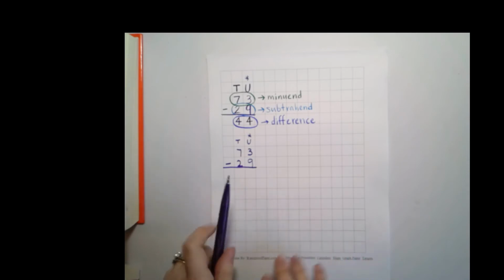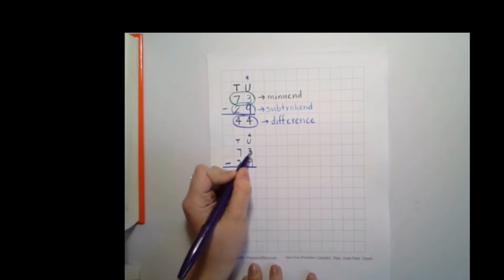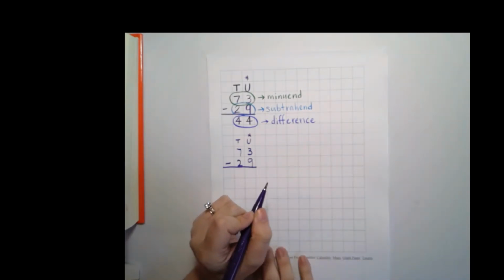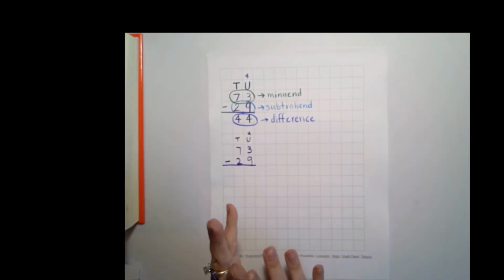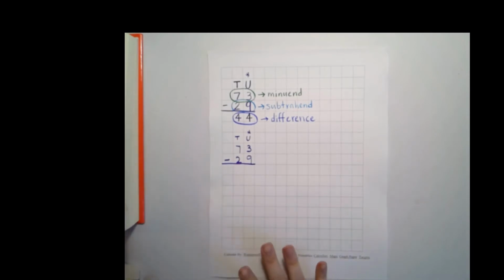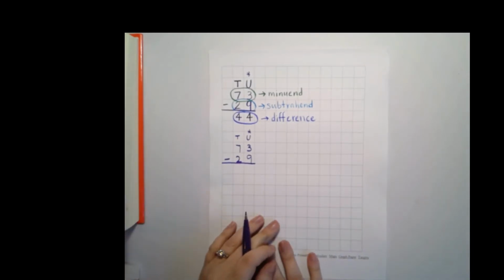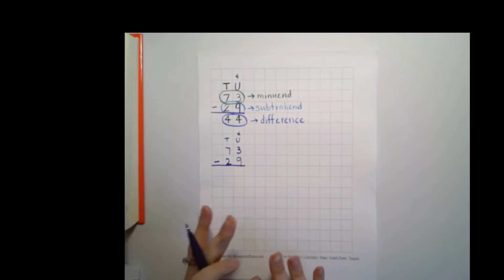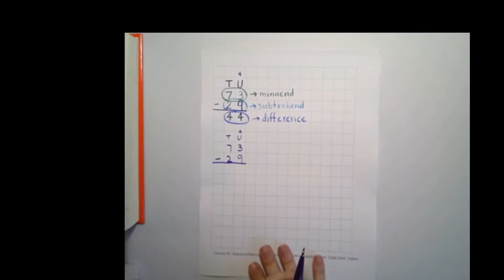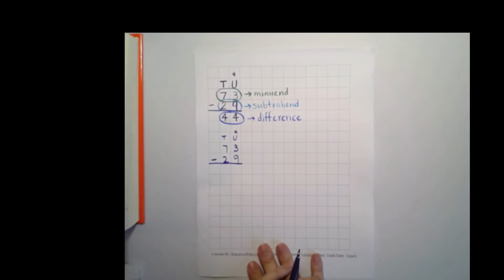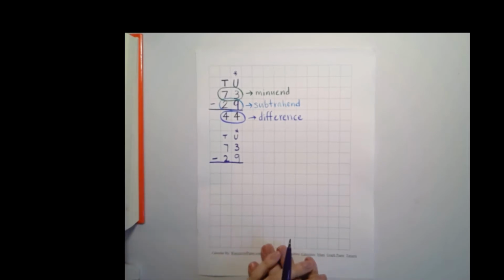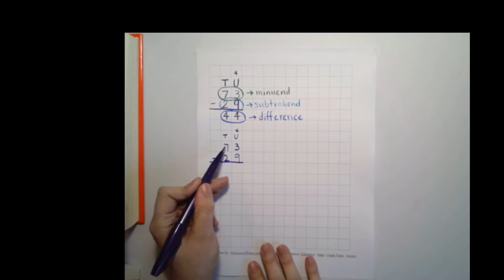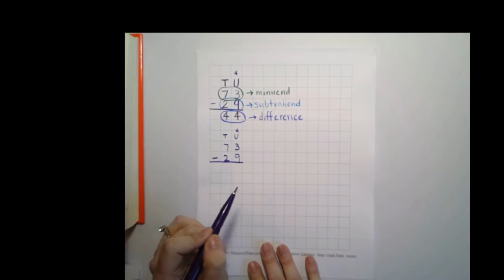So what has to happen is our 3 has to run next door to the 7 and knock on the door. And 3 is all in a fluster. He's very upset. 7 opens the door and says, "Hi, can I help you?" And 3 says, "Oh my goodness, I have to give away 9 and I can't. I'm too small. Can you help me?" And 7 says, "Sure, I can give you one of my tens." So 7 gives one of its tens to 3.